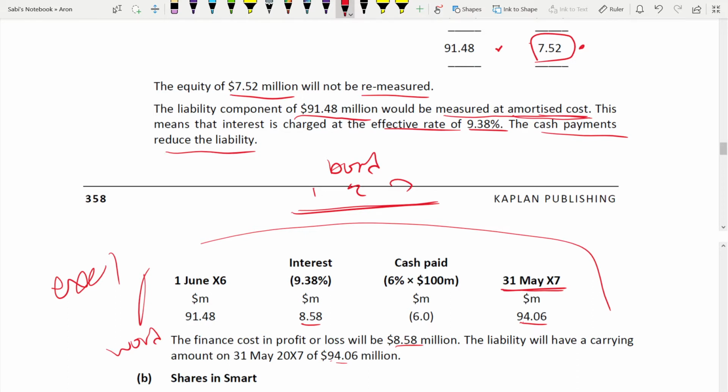So opening will be 1st of June 2006. Obviously you need an opening for that. What is that opening figure? You have already calculated this, 91.48. This is this figure.